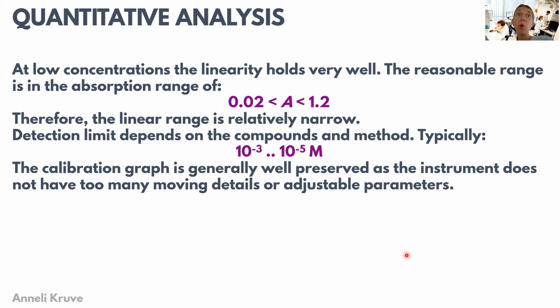What is also important here is that there aren't too many adjustable parameters. So usually what we are adjusting is the cuvette length, and also the wavelength on which we are doing measurements, but there aren't very many other parameters that would need adjusting and then remeasuring the calibration graph. So from this point of view, it is a nice, robust technique.